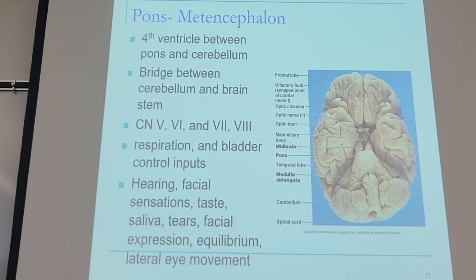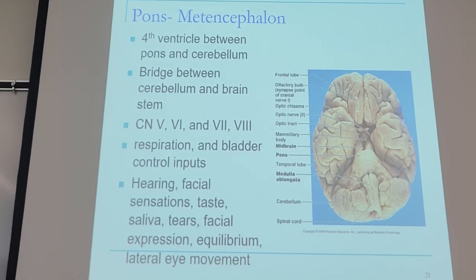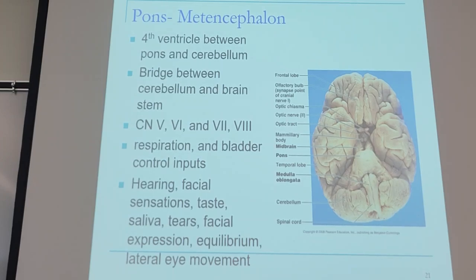Okay, so cranial nerve 5 is what? Trigeminal. 6, abducens. 7, facial. And 8, auditory, or vestibulocochlear. Okay, good.